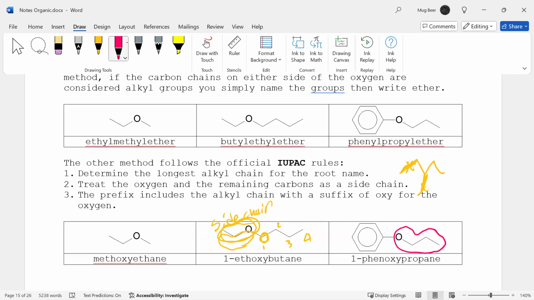So unless I'm asking you specifically for the common name or the IUPAC name, I don't care which one you use. If it just says name this, then just give me a name. Again, all we're trying to do with the names is to write something down so a person could look at that name and either visualize or just write down what the structure is. Because the thing that's important is the structure, not the name.